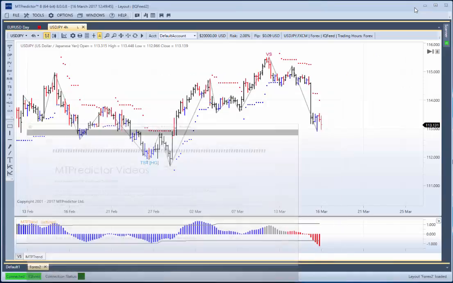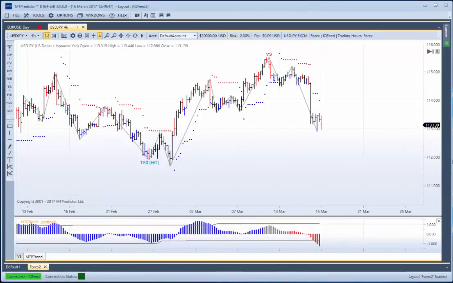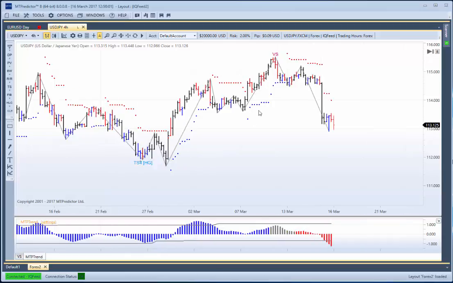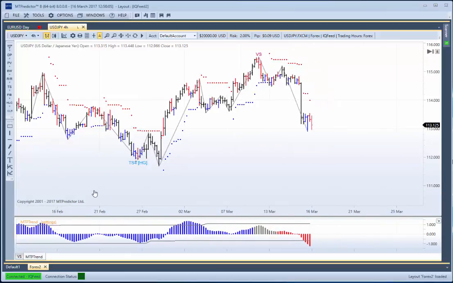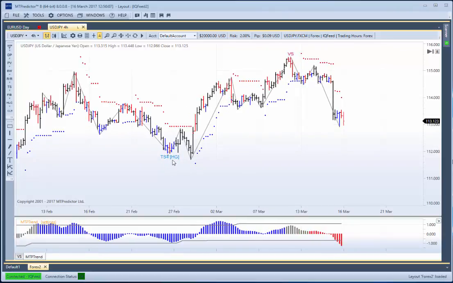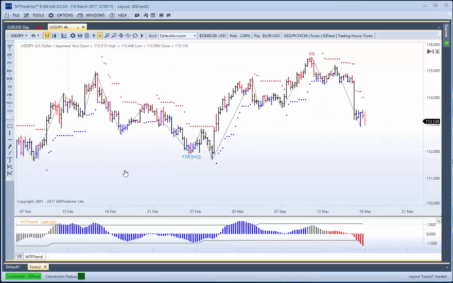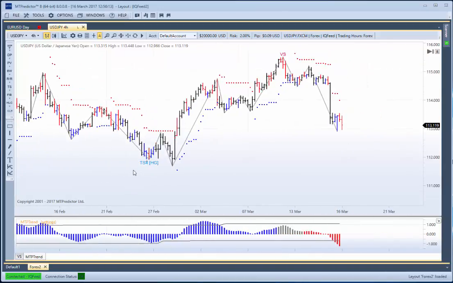Right, let's move on to a chart. The chart I want to look at today is the US dollar Japanese yen. This was actually a question that was given to us by one of our current users, Bill down in Australia, who trades Forex with MTPredictor, and he was looking at this VS sell setup on the 4-hour chart, and also this TS4 Holy Grail buy setup here that ended up in a losing trade. So let's start off by looking at the losing trade first.